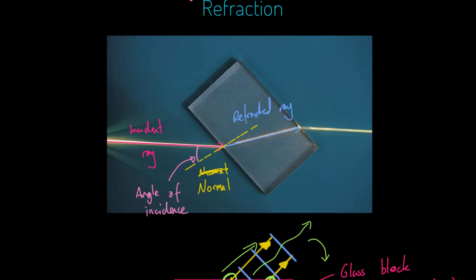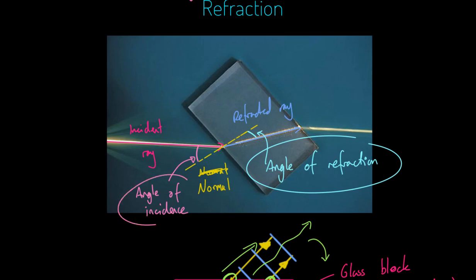And then the other angle that you want to measure is this angle just here. Okay, that angle there is the angle of refraction. So you're going to need those two angles, the angle of refraction, and the angle of incidence.